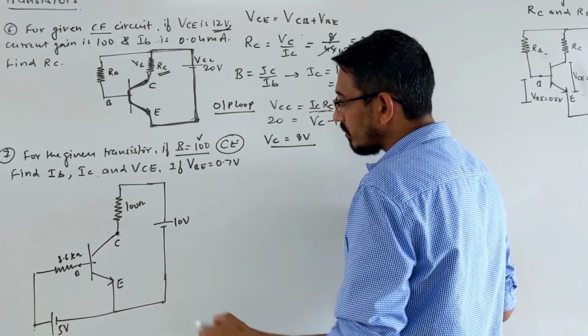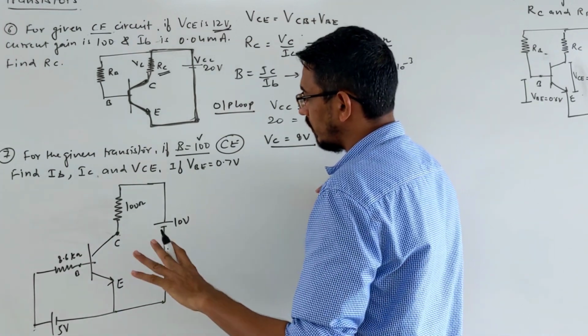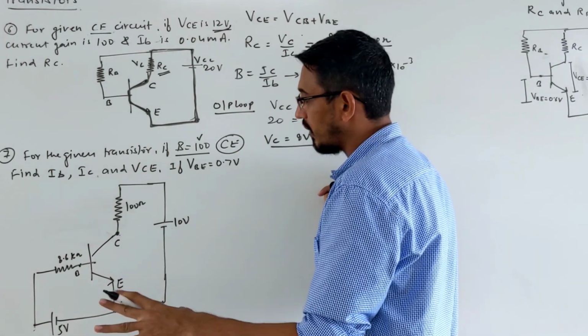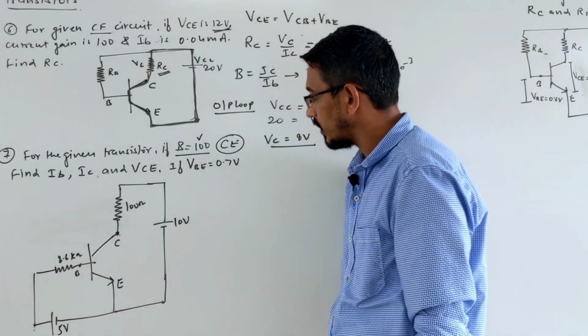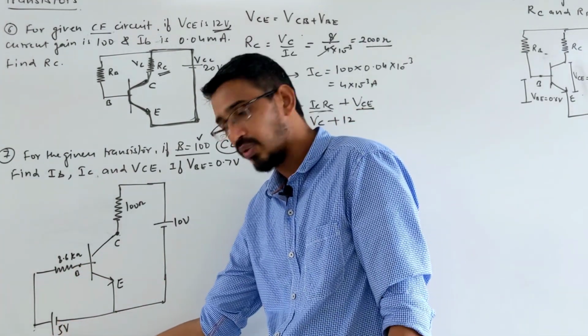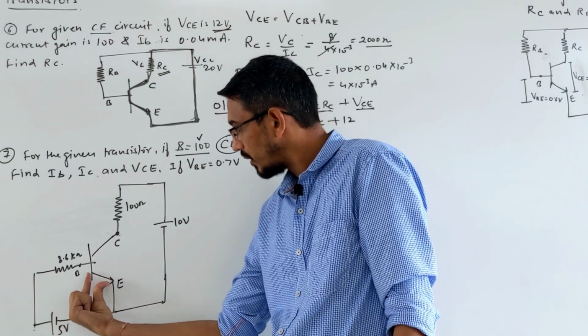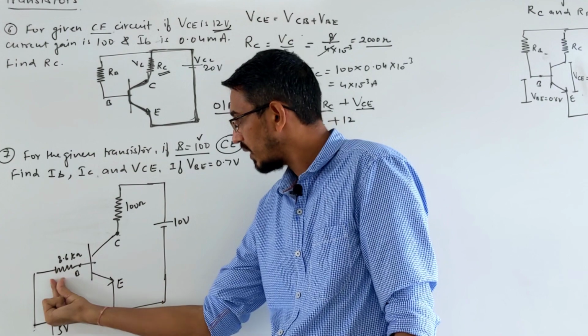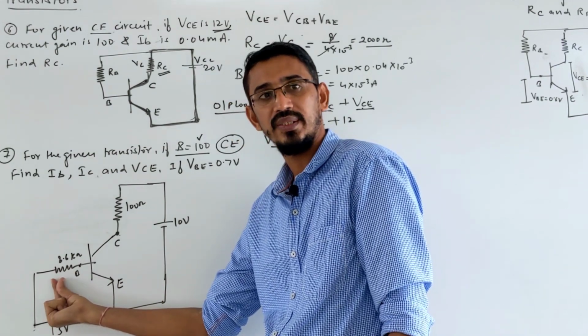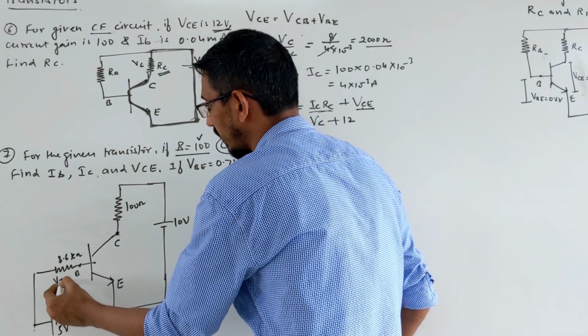And look here, we have to write loops, so give attention: input loop, output loop. First I will talk about the input loop. In the input loop, I know the input battery, and I know the B to E voltage drop, because they have given it. So what is the unknown voltage? The input voltage here, correct? We call that VB.